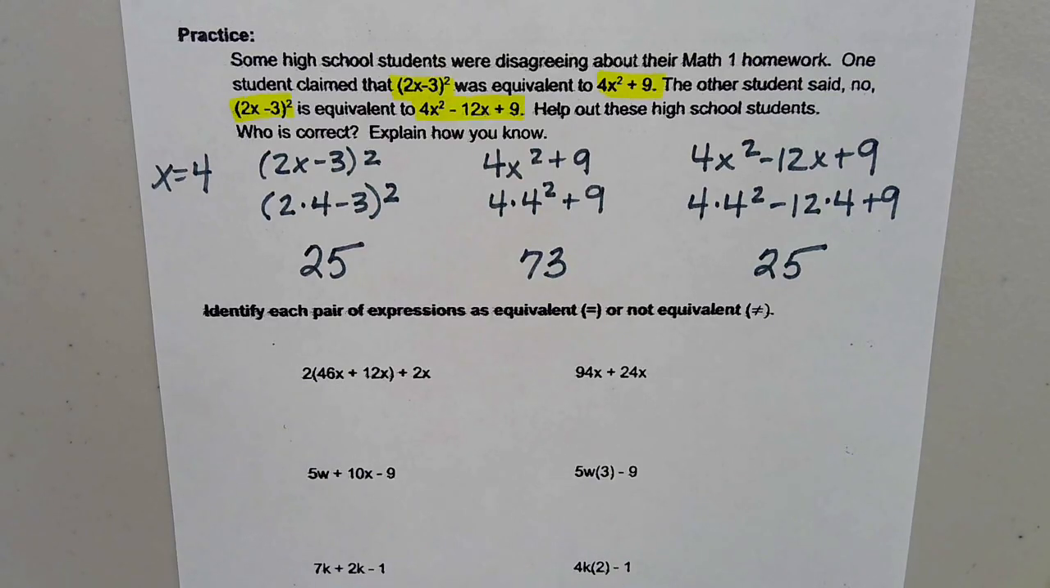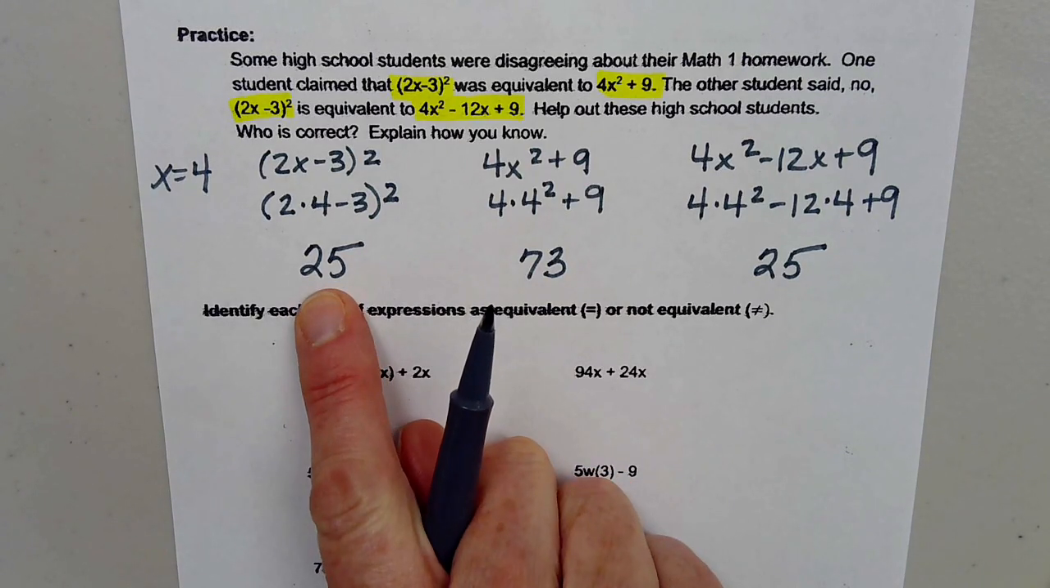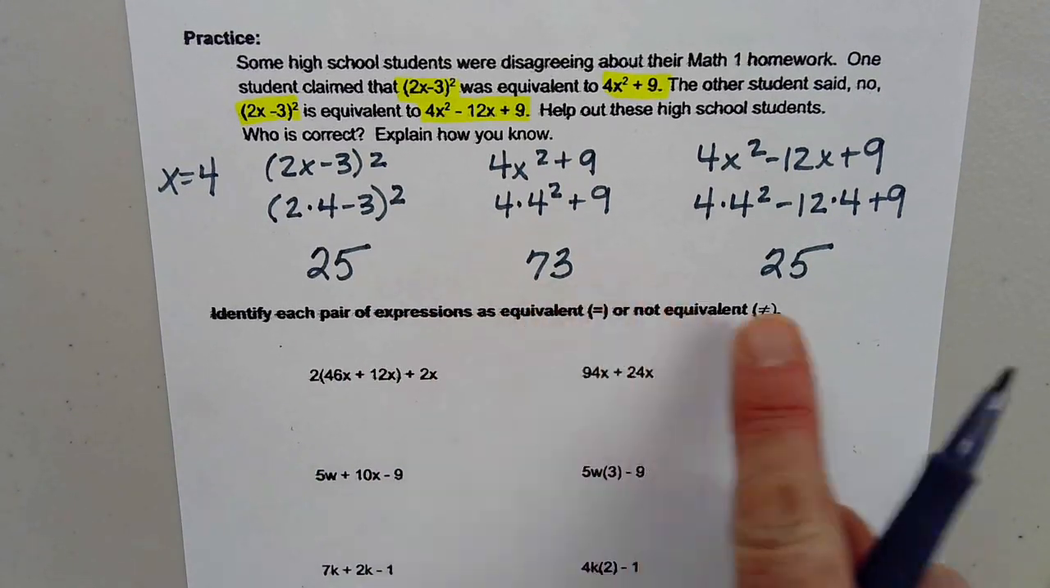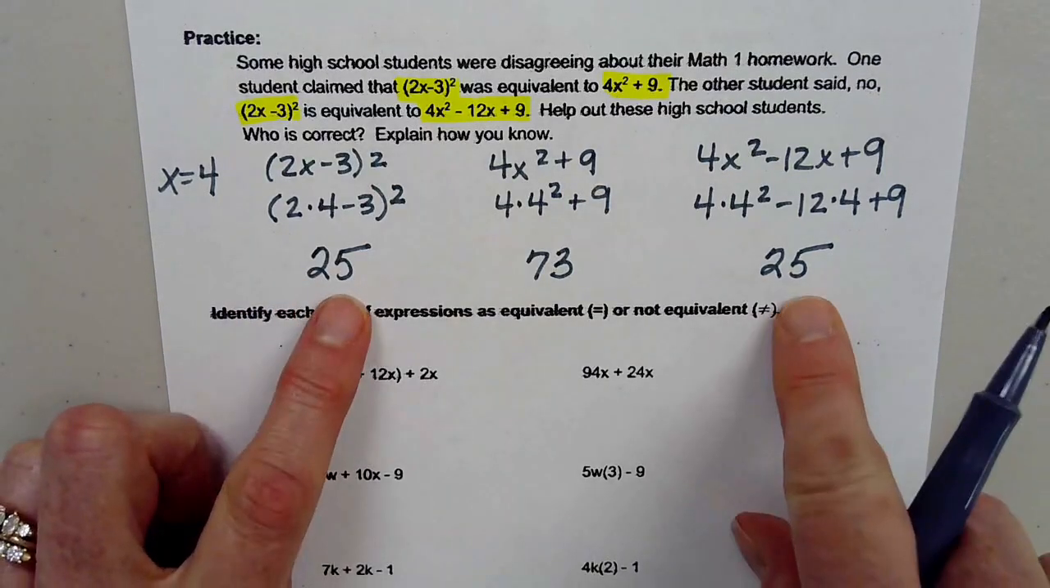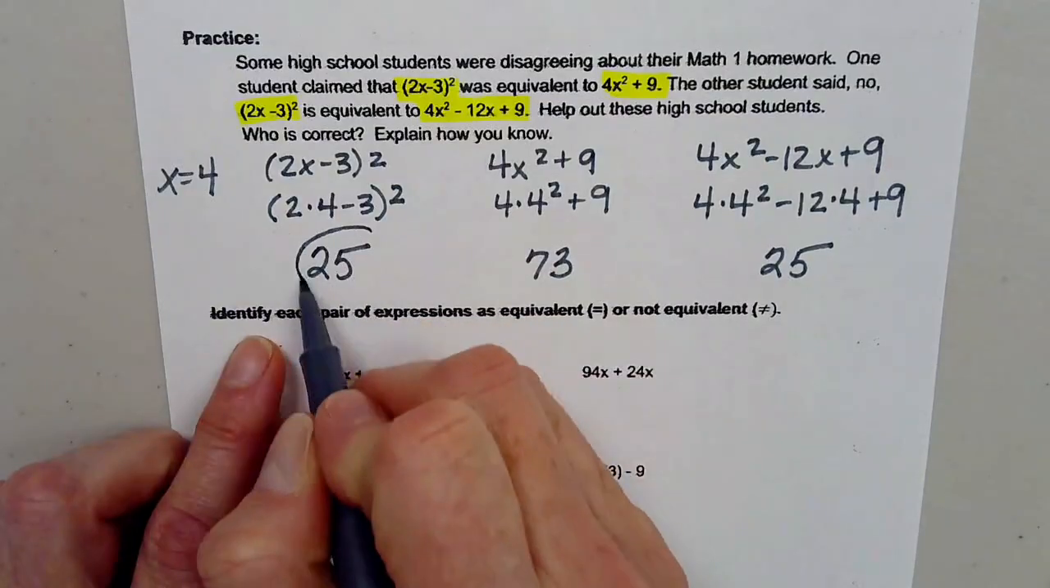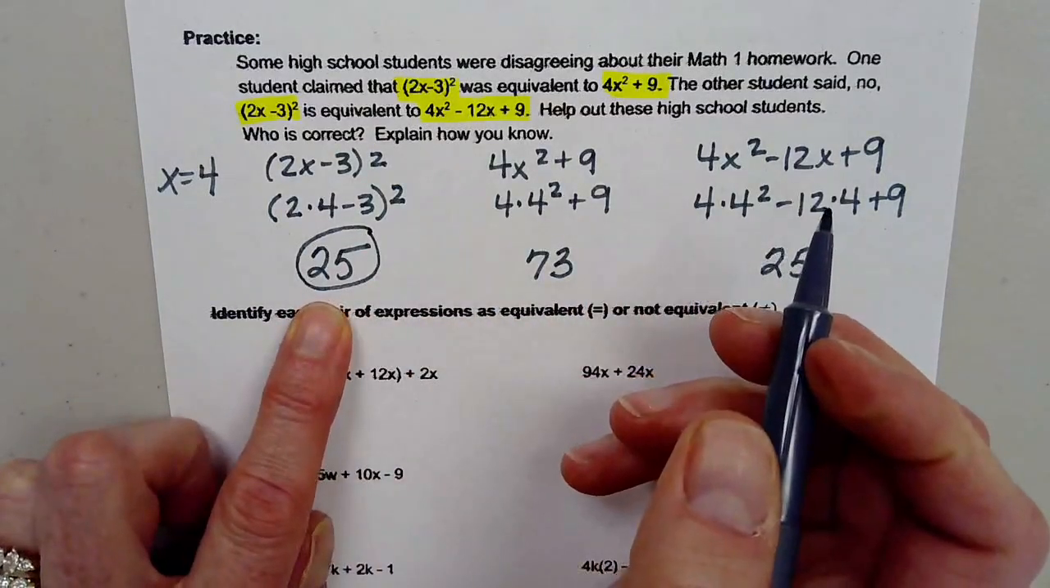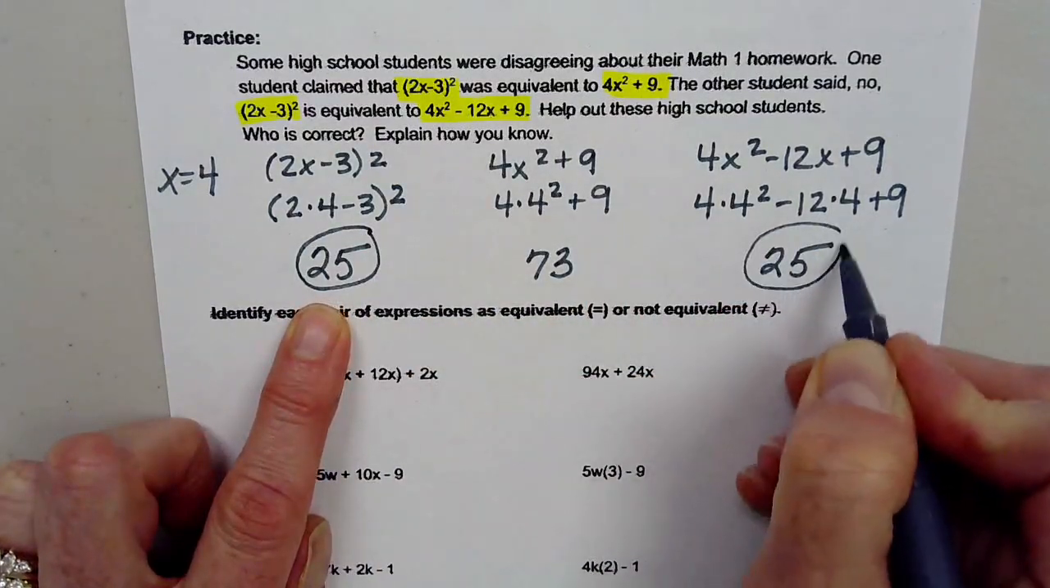The values that you should have gotten, the first one is 25, the second one is 73, and the last one is 25. So that shows us that these two are equal or equivalent. So this problem should have an answer of 25. This is also going to be 25.